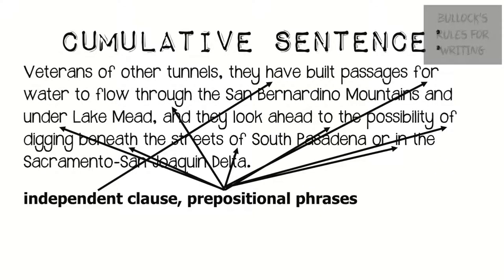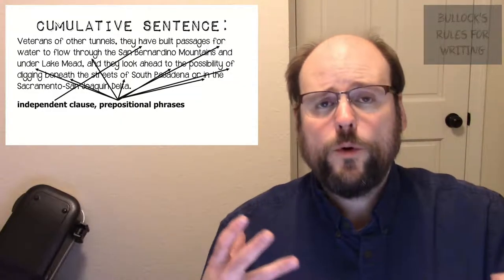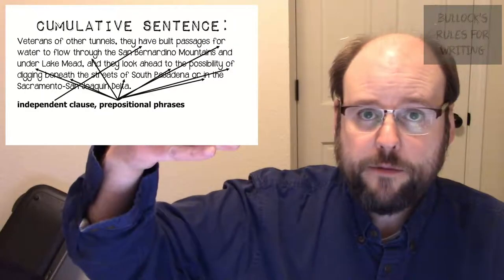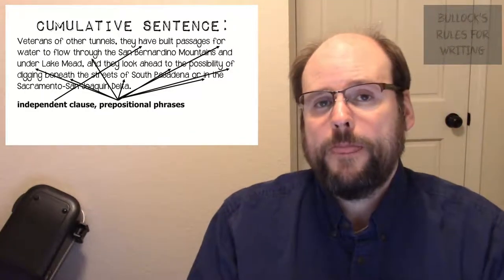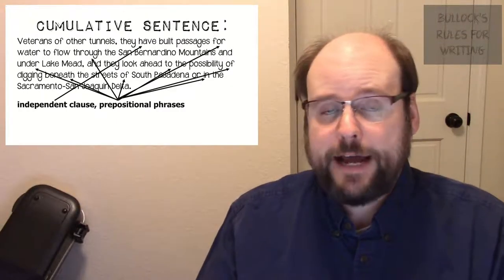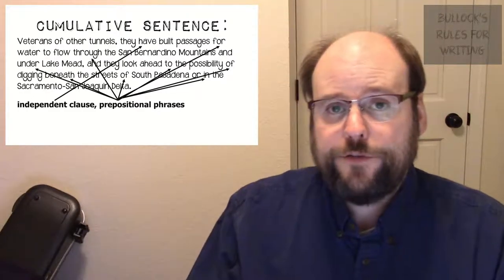Now let's look at another one from that text. Veterans of other tunnels, they have built passages for water to flow through the San Bernardino Mountains and under Lake Mead, and they look ahead to the possibility of digging beneath the streets of South Pasadena or in the Sacramento-San Joaquin Delta. So this is a little bit more textured of a cumulative sentence, whereas that first example, simple independent clause, list of places. This one creates its list with some more complicated phrases, and in fact, there's a whole second clause that introduces another new list of cumulative phrases.